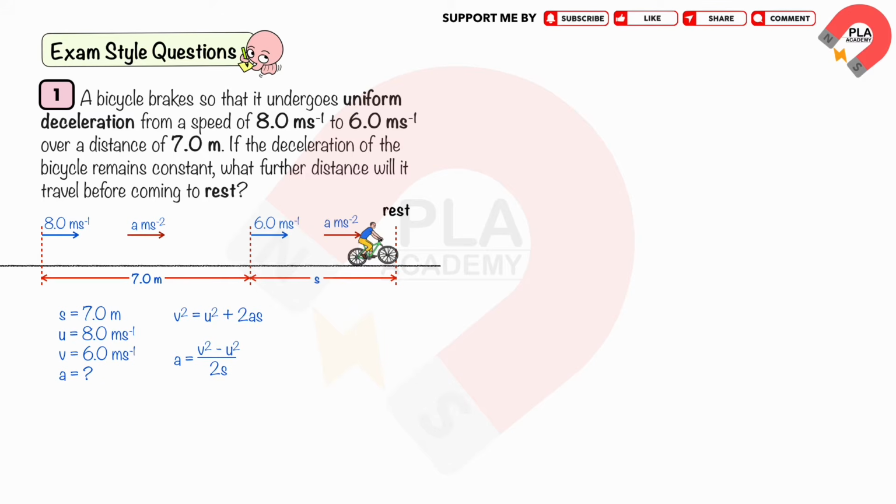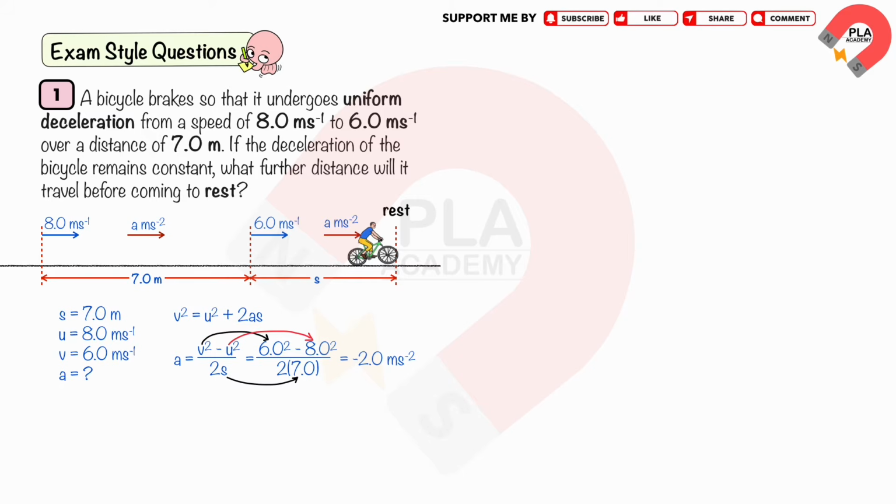Let's rearrange this equation to make acceleration, a, the main variable, like this. We substitute v equals 6, s equals 7, and u equals 8. We get a equals negative 2 meters per second squared. The negative sign indicates deceleration, meaning the bicycle is slowing down to the left.